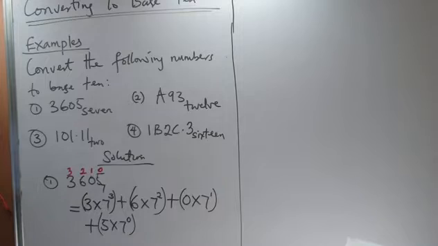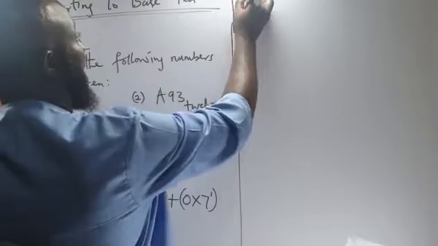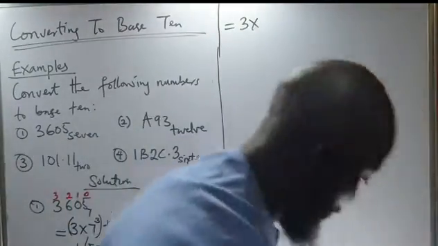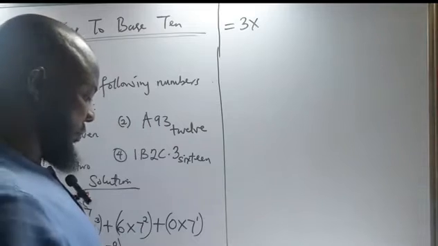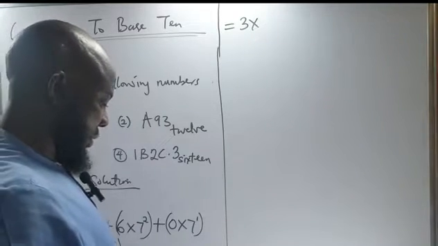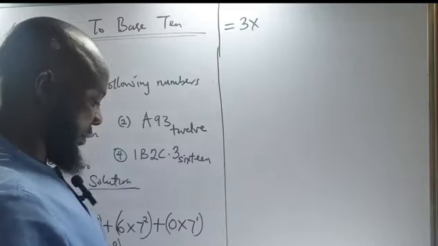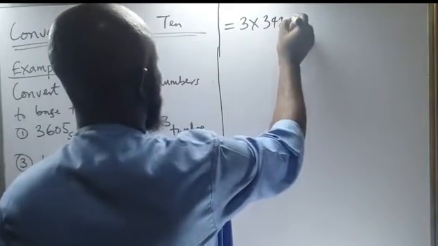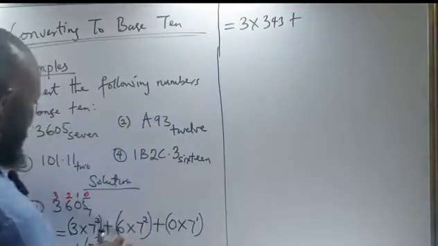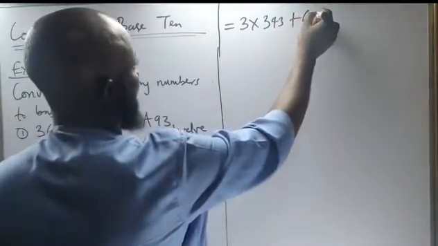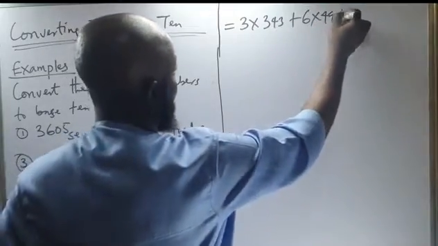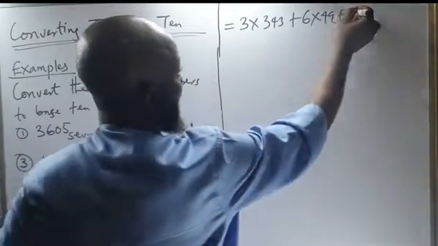So that means 7 cubed now. You have 7 raised to power 3. So we're going to have 3 multiplied by 7 raised to power 3. Make use of a calculator. 7 raised to power 3 gives 343, plus 6 multiplied by 7 raised to power 2, which is 49, plus 0.